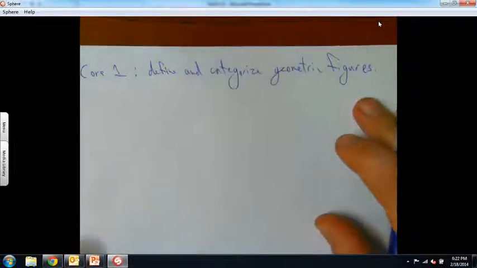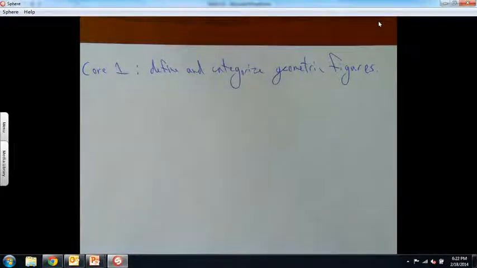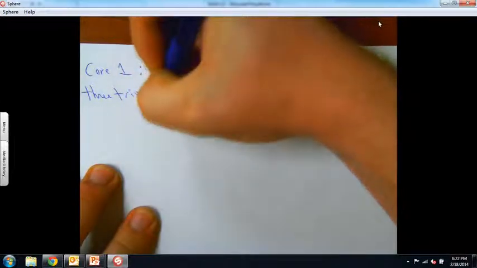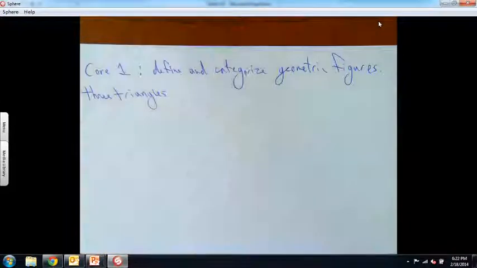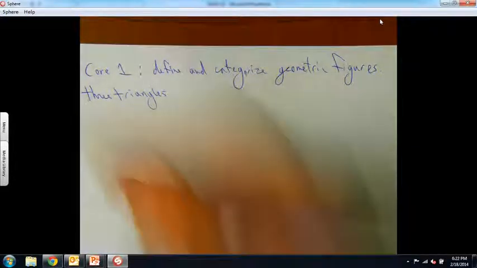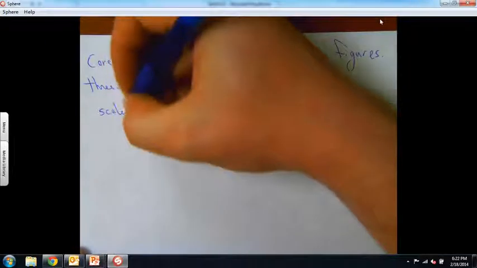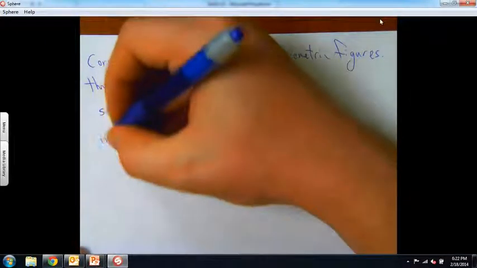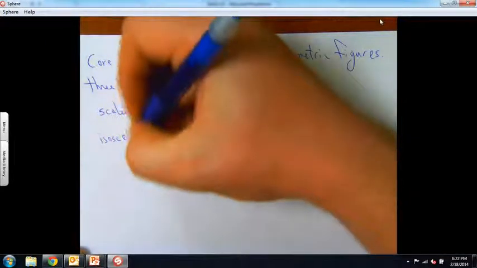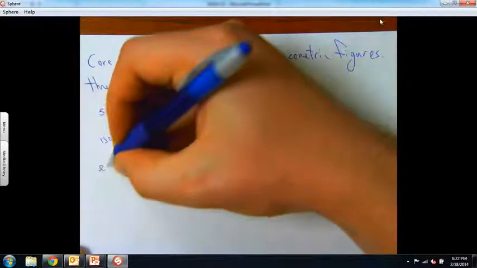Now, to do this, we started off with triangles. There are 3 different triangles that we focus on. Okay. There is the scalene triangle, the isosceles triangle, and the equilateral triangle.